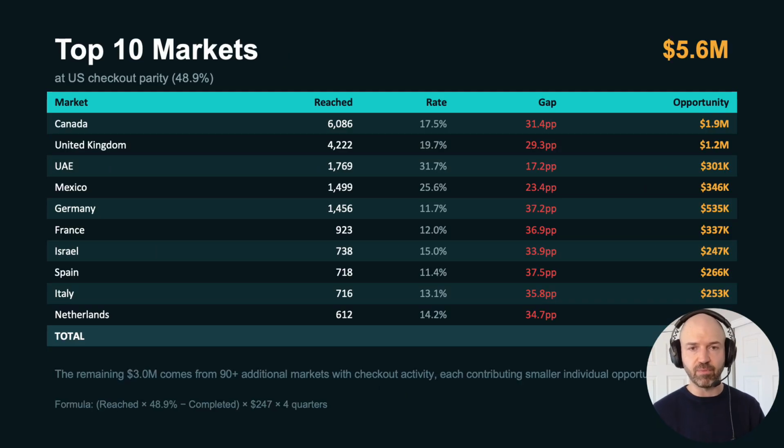Now we break it down by market. So we show you the top 10 markets where you're getting traffic and activity, but maybe not converting as well as you could. So let's take a look, for example, at the top two markets, Canada and the UK. You're reaching a ton of traffic, but that conversion rate is sub 20%, when in the US we know that it's nearly 50%. And then we quantify that based on your AOV on the right.